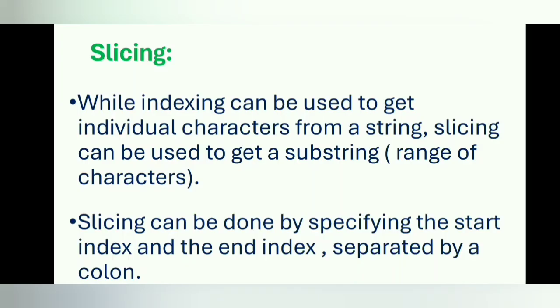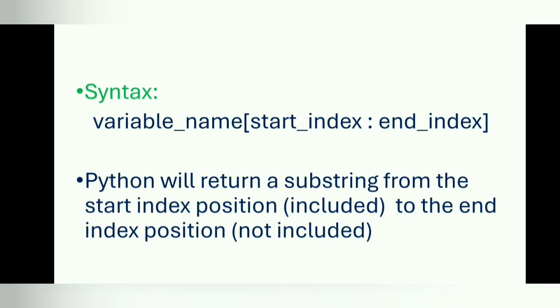Slicing. While indexing can be used to get individual characters from a string, slicing can be used to get a substring, that is a range of characters. Slicing can be done by specifying the start index and the end index separated by a colon. Syntax: variable name, start index, colon, end index. Python will return a substring from the start index position included to the end index position not included.